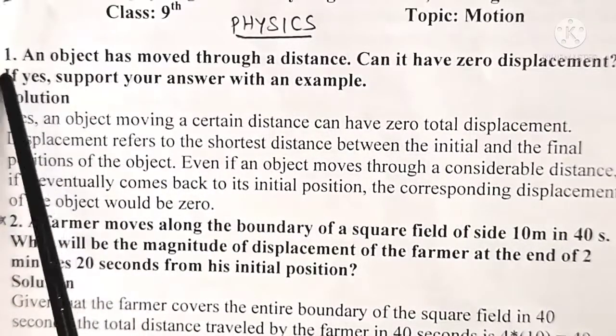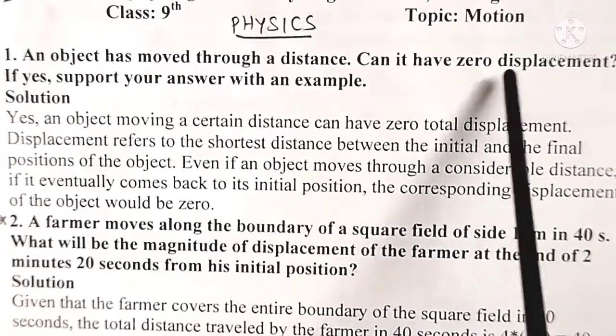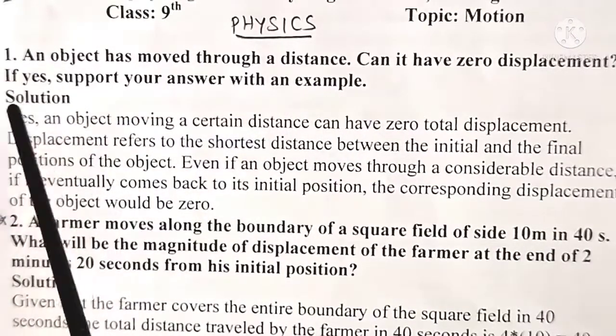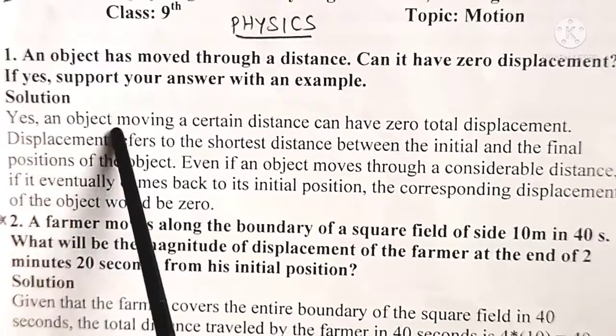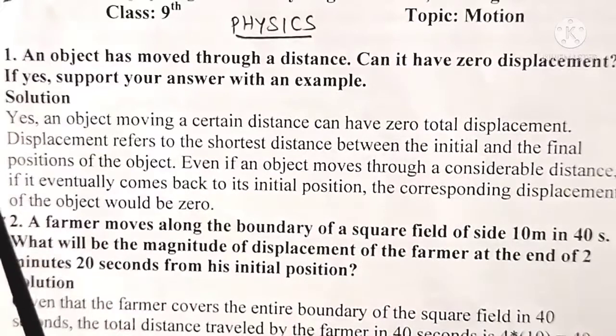Topic: motion. First one, an object has moved through a distance. Can it have zero displacement? If yes, support your answer with an example. Solution. Yes, an object moving a certain distance can have zero total displacement.